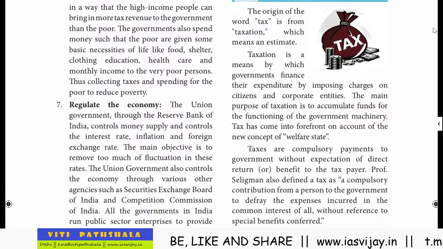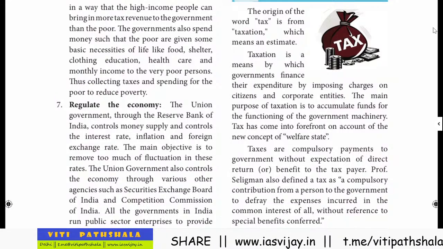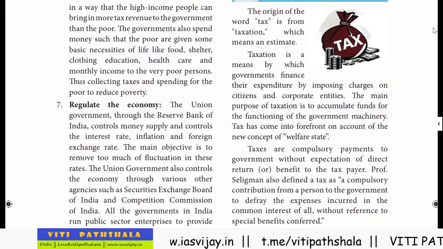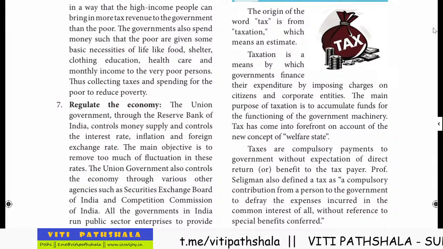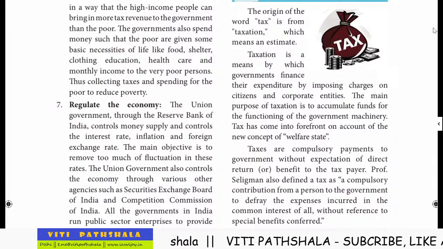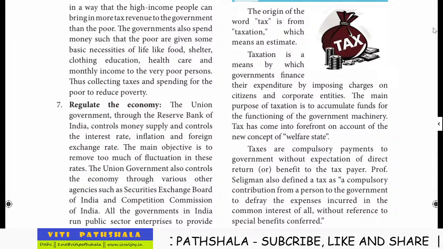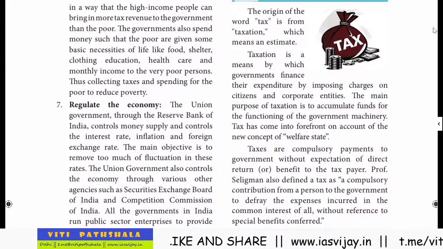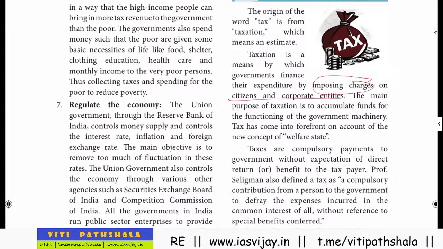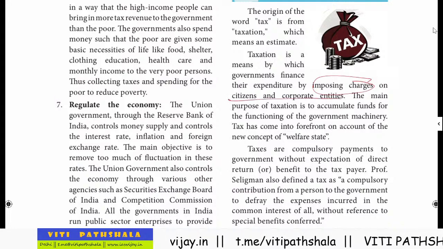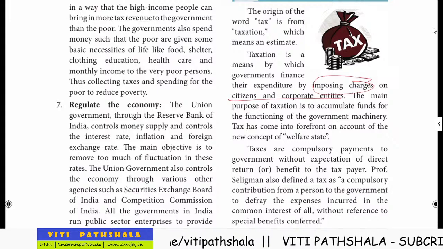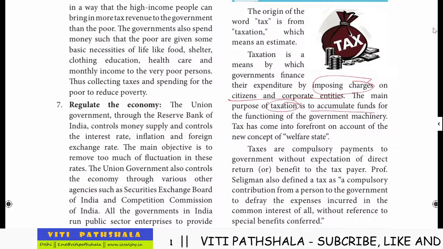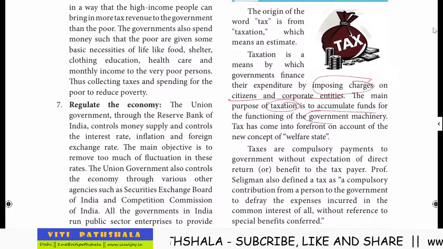Now, the origin of the word tax is from taxation, which means an estimate. इसका मतलब क्या है? Estimate. Taxation is a means by which the government finances its expenditure by imposing charges on citizens and corporate entities. The main purpose of taxation is to accommodate the funds for the functioning of the government machinery.